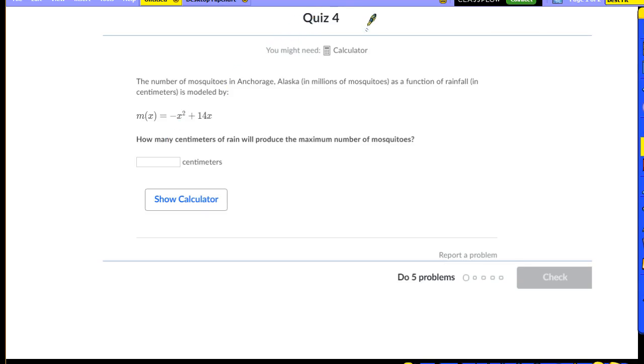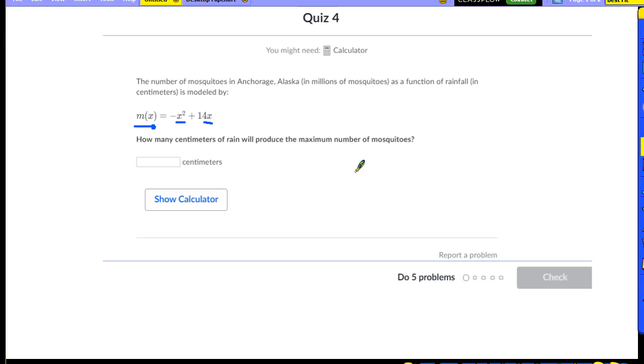All right, let's solve this problem in Quiz 4 of Khan Academy on quadratics. The number of mosquitoes in Anchorage, Alaska is a function of rainfall. Here's the number of mosquitoes, and this is a function of rainfall, and x is the amount of rainfall in inches, or in centimeters, sorry. So if we can say how much rain has fallen, then we can figure out how many mosquitoes there will be. And because we have an x squared, it means it's going to be a quadratic equation and the graph will be a parabola. Now, the question is how many centimeters of rain will produce the maximum number of mosquitoes?